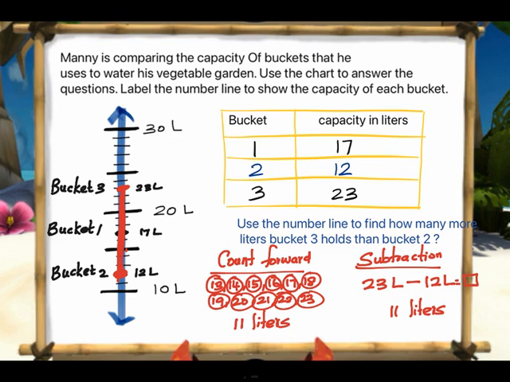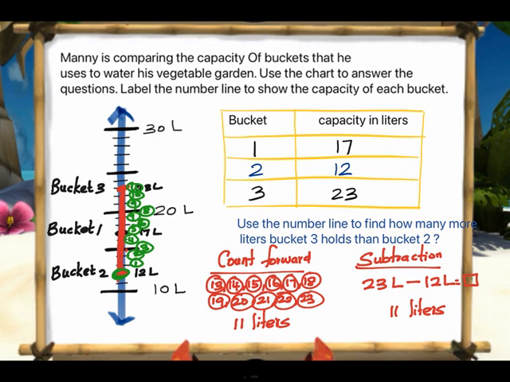On the number line, I'll show you how to count. We count forward to find the difference. So we know that bucket 2 is at 12. So let's count from here. This is 1, 2, 3, 4, 5, 6, 7, 8, 9, 10, 11.